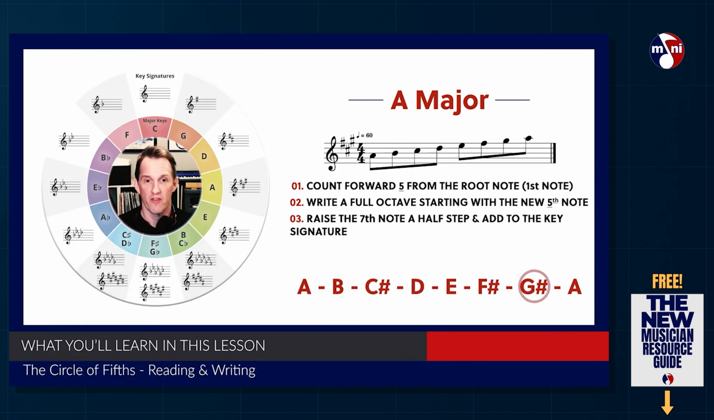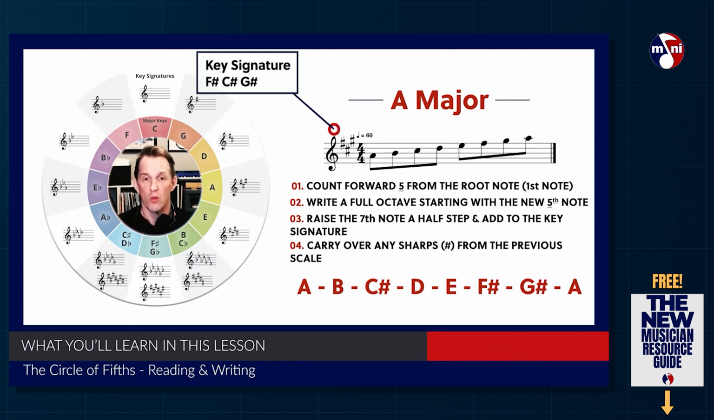We've got to raise that 7th note. Very, very important. We carry over any sharps or flats from a previous key, that being F sharp and C sharp. We include this in the key signature.